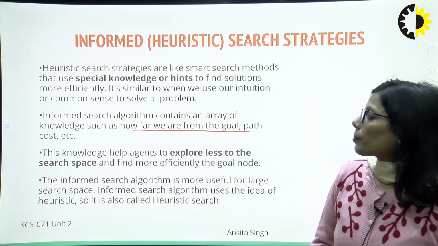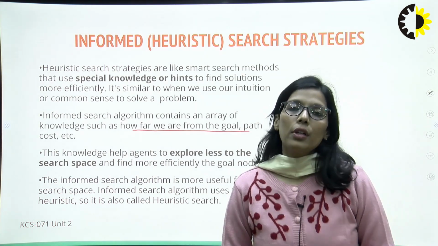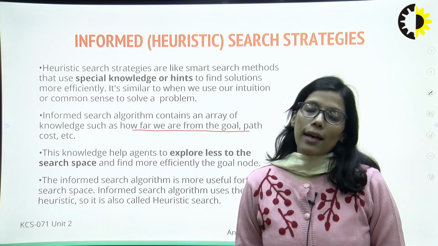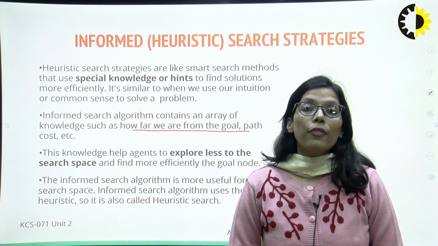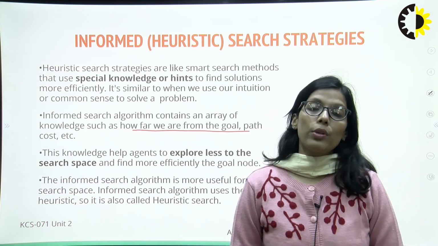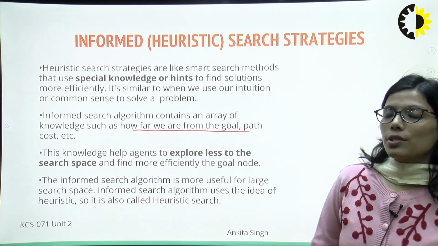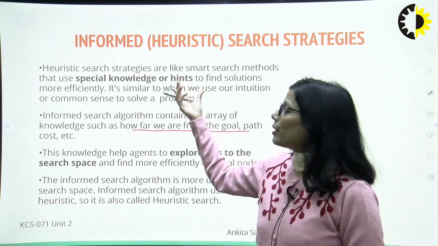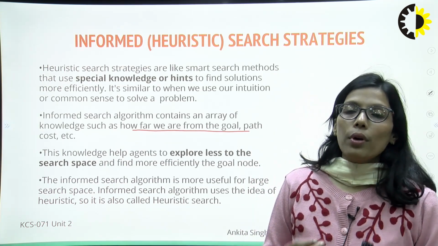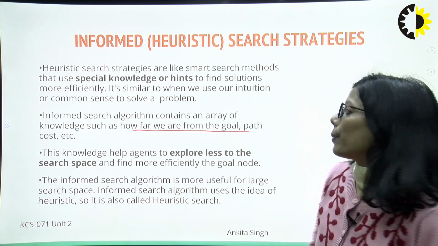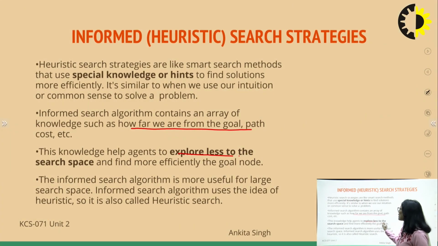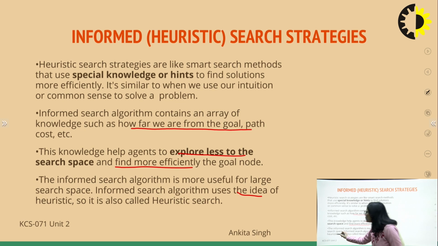Now, the main problem of uninformed search techniques was that as the search space increases, the complexity of finding the goal increases exponentially. So it becomes very difficult to find the goal node if the search space is very huge. In such cases, we use informed search techniques where we use some special knowledge or hints or some intuitive value to understand how far my goal node is from the current node. So this knowledge helps the agent to explore less of the search space and find the goal node more efficiently. Now, the informed search algorithm is more useful for large search spaces, and it uses the idea of heuristic. So whatever I am calling hints or extra information is called the heuristic value.